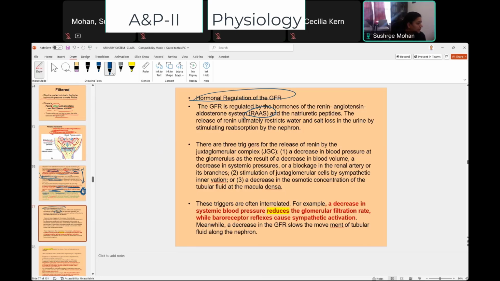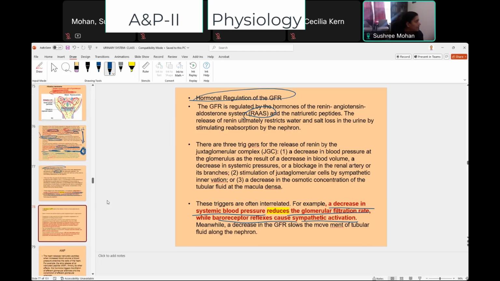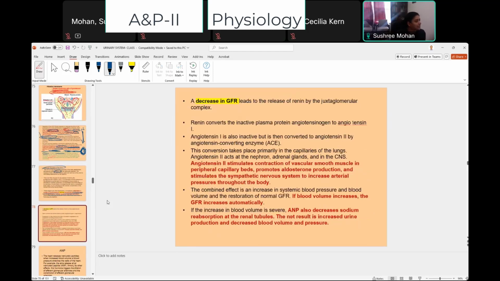These triggers are often interrelated. A decrease in the systemic blood pressure will reduce the glomerular filtration rate, and the baroreceptor reflex will cause sympathetic activation so that the blood pressure will again increase. A decrease in GFR leads to the release of renin by the juxtaglomerular complex, the macula densa cells of the JGC.